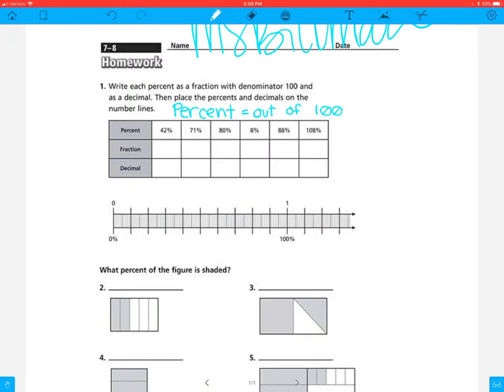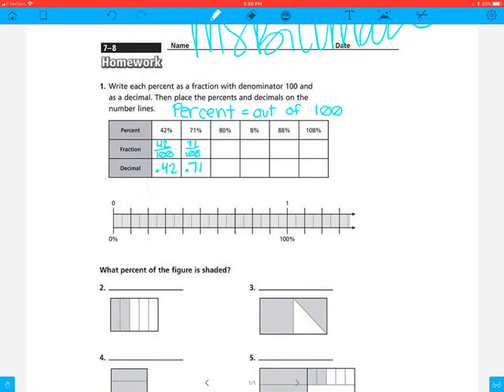So things to keep in mind. Percent is out of 100, and we're going to take the percent and make it a fraction and a decimal. We're going to use the denominator of 100. So 42% is like 42 out of 100. If I wrote it as a decimal, it'd be 0.42. 71% is that same pattern of 71 over 100, 0.71.